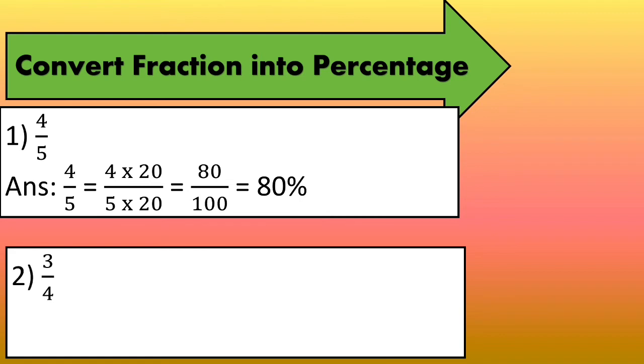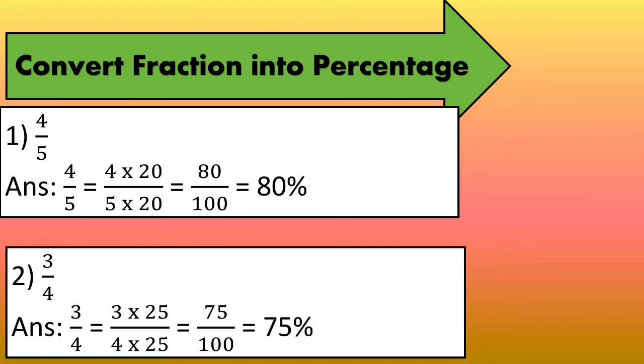Second sum is given 3 upon 4. Now your denominator is given how much? 4. To convert this fraction into percentage, what we have to do? We have to multiply 4 by which number? To make it 100, we will multiply 4 by 25.